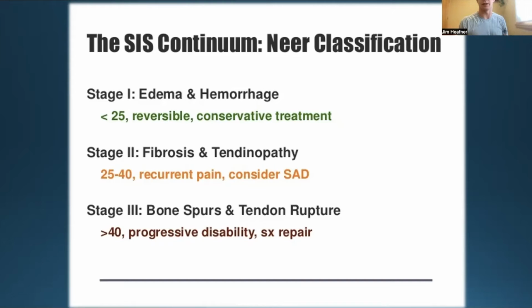And then in stage 3, this is the chronic state of it, where they're going to have bone spurs, the tendinopathy has then turned into a tendon rupture, and we're going to see progressive disability at this point.